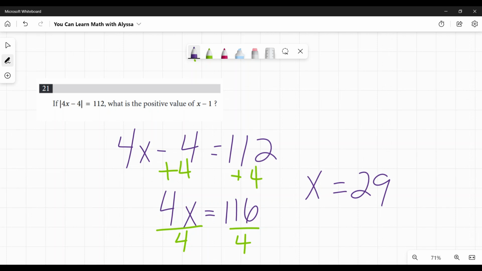But they did not ask me for the value of x. Always, always, always go back and reread your question before you put your final answer in, because they are counting on students to get in the weeds of this and then reach the end and go, x is 29, move on. And they got it wrong. Nope, they did not ask for x. They asked for what is x minus 1. Hard math there, right? So if x is 29, x minus 1 is 28. 28 is my answer.